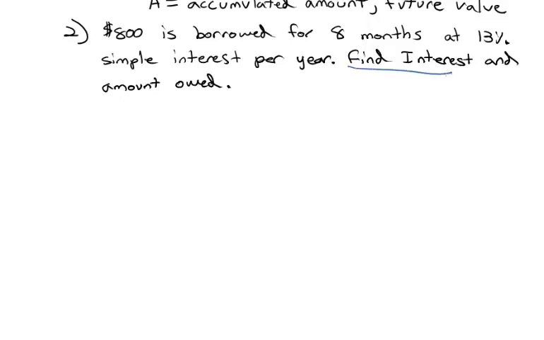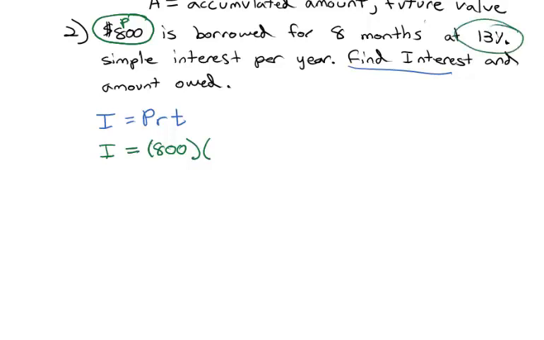Well, to find the interest is I equals PRT. We don't know the interest, that's what we're trying to find. Equals P. P stands for the principal or starting amount, present value that is borrowed. That is the $800. $800 is borrowed. R is the interest rate. R is that 13%, but we have to write it as a decimal, which is 0.13.